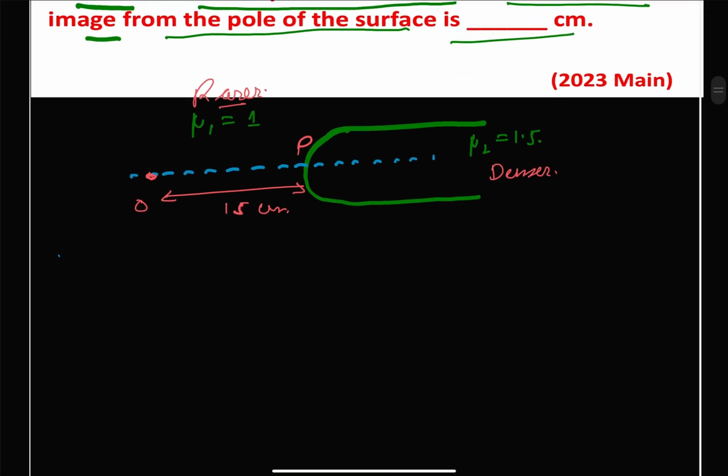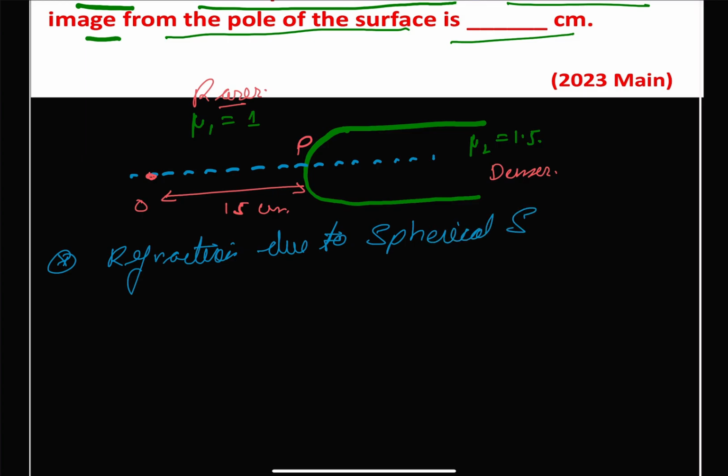So we can say that this is refraction due to spherical surface, and the formula is mu2 upon v minus mu1 upon u is equal to mu2 minus mu1 upon r. Here mu1 is the rarer, or basically you can say the incident medium, and mu2 is our refracted medium, that is a denser medium. And the values are given to us.